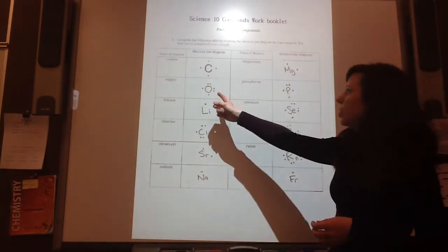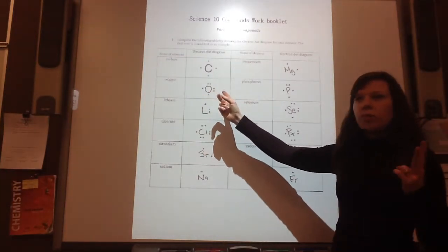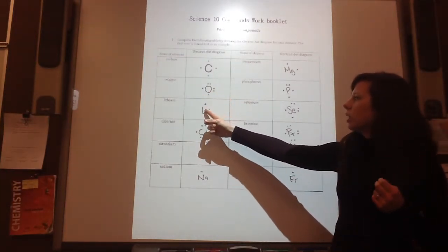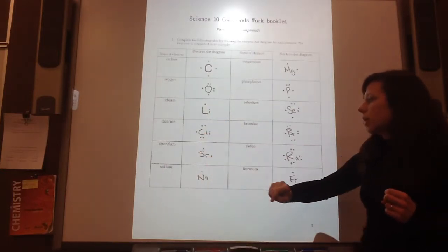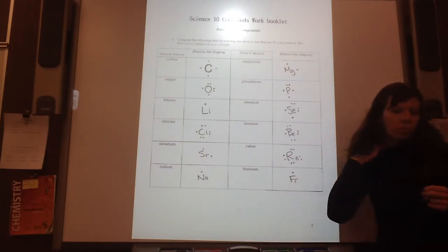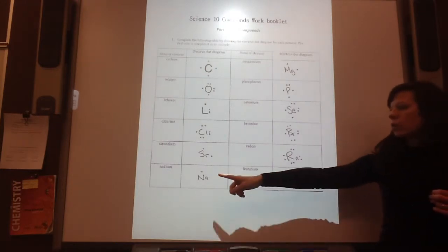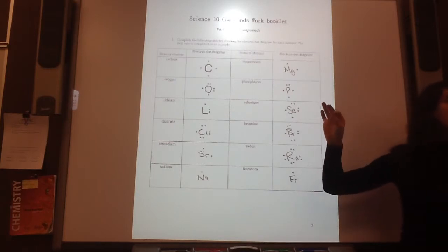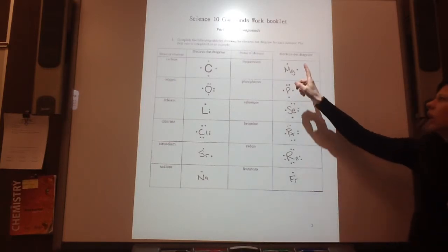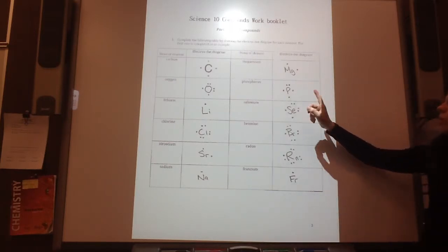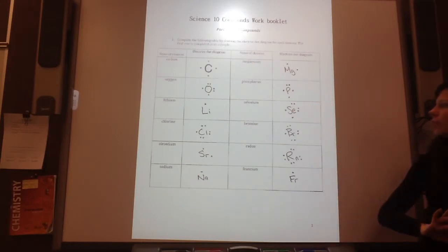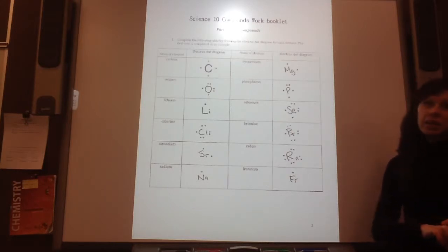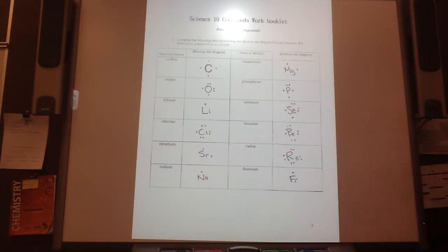So around oxygen, you should have 6, 2 being lonely ones. Lithium has 1, chlorine has 7, strontium has 2, sodium has 1, and it doesn't matter where your dot is, as long as you just have 1. Magnesium 2, phosphorus 5, selenium 6, bromine 7, radon 8, because it's a noble gas, it's all full, and francium 1.